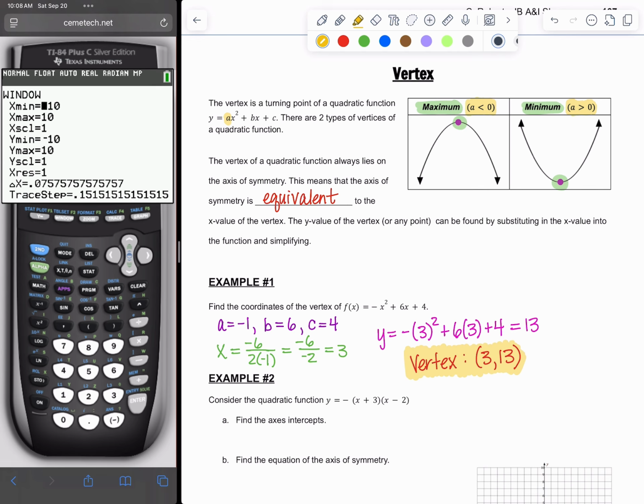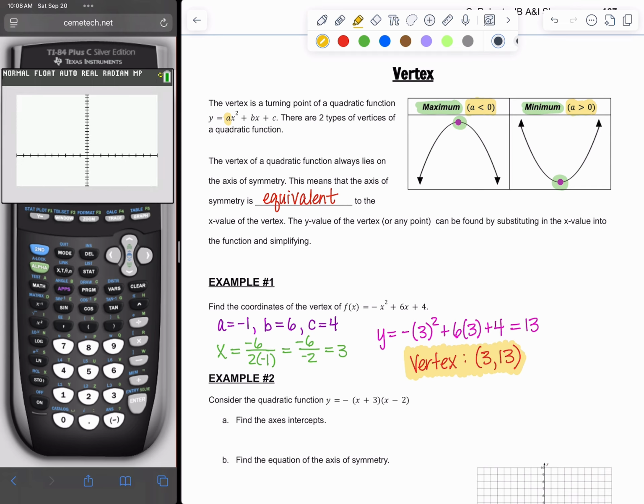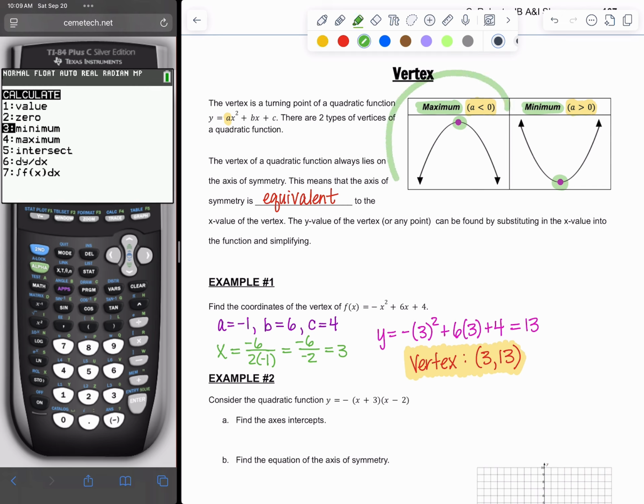If I press window, I am going to change my Y max to 20 so that I can go up to 20 on the y-axis and see if that gives me enough room. So yes, I can see my vertex nice and clear. Now I want the calculator to calculate that vertex, so I'm going to go to the calculate menu. I press second trace, and then I choose whether it's a minimum or maximum. The graph is pointing downward, so this is a maximum.